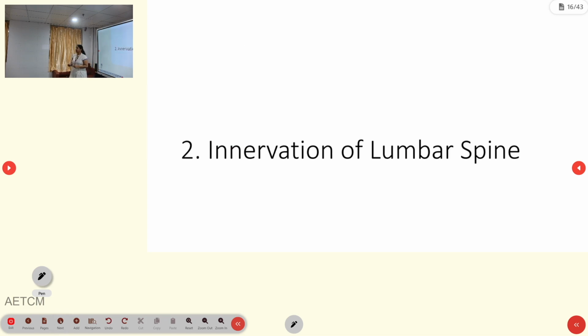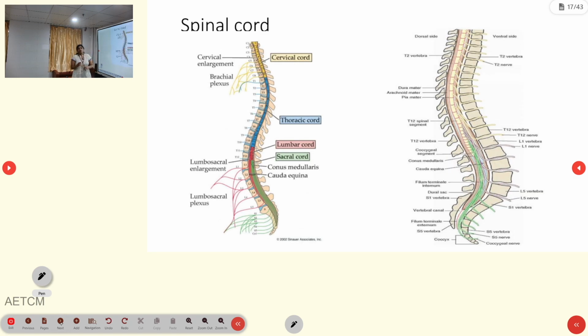Now coming to the innervation of the lumbar spine. To know the innervation of the lumbar spine, a quick view of the spinal cord. The spinal cord is an extension of the lower part of the medulla oblongata up until the intervertebral disc between L1 and L2. Here the spinal cord has two enlargements, the cervical enlargement and the lumbar enlargement. These enlargements are present for producing plexuses.